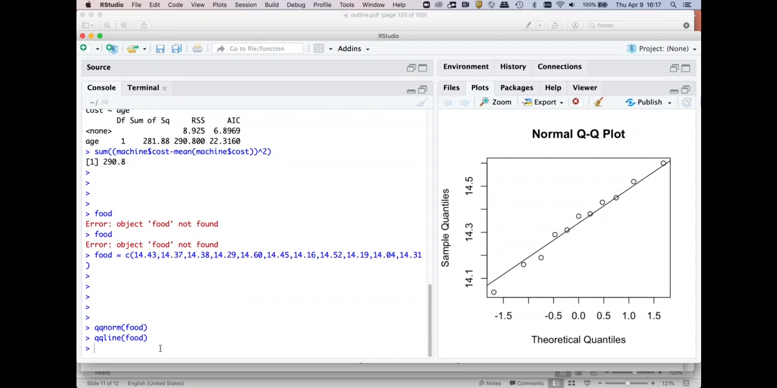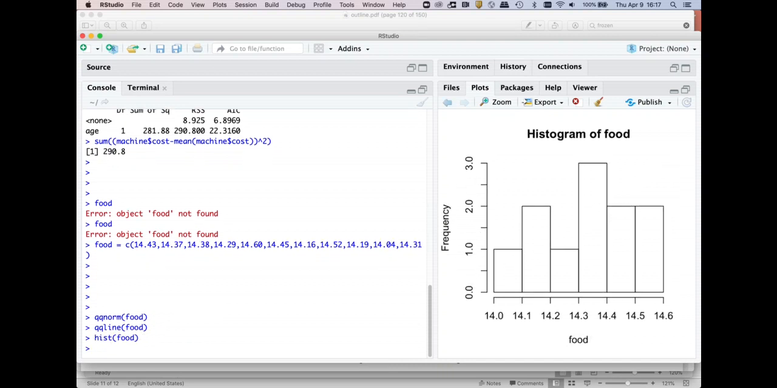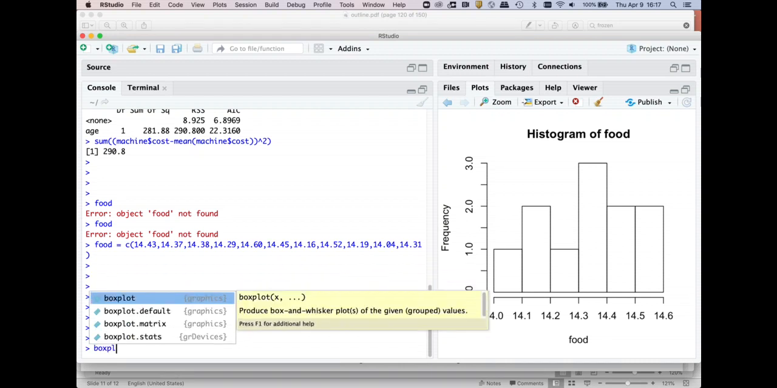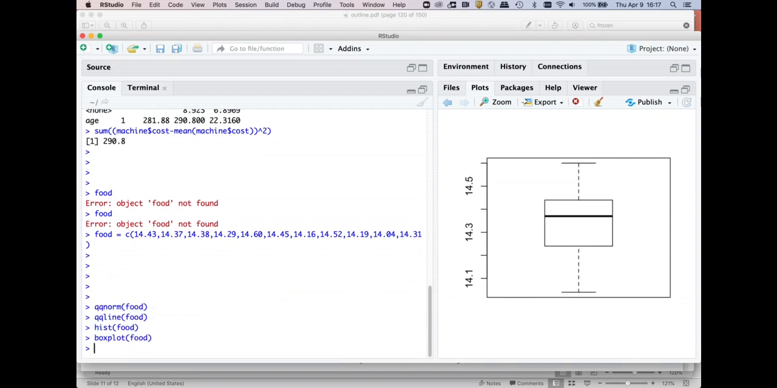It's entirely plausible. I think it's also a good idea to always look at a histogram. And there are no issues with this, no outliers, no problems. I tend to look at a box plot also, and we see roughly the same thing.